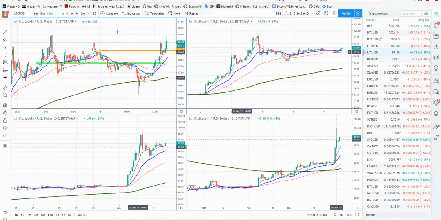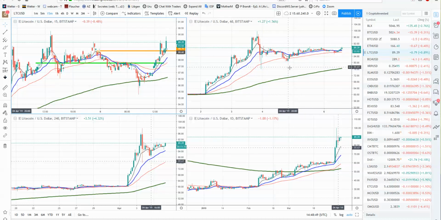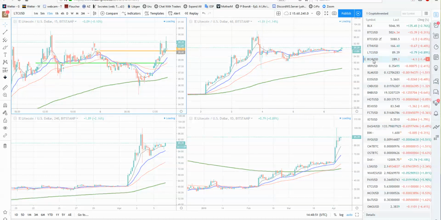Let's go to another macro cap, Litecoin. Well, S1 pattern here in overall sideways. Same thing. Bitcoin Cash.